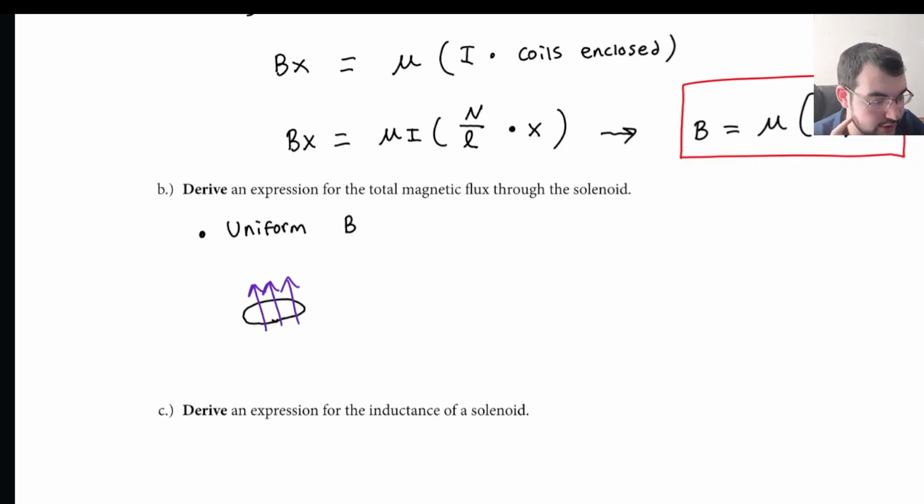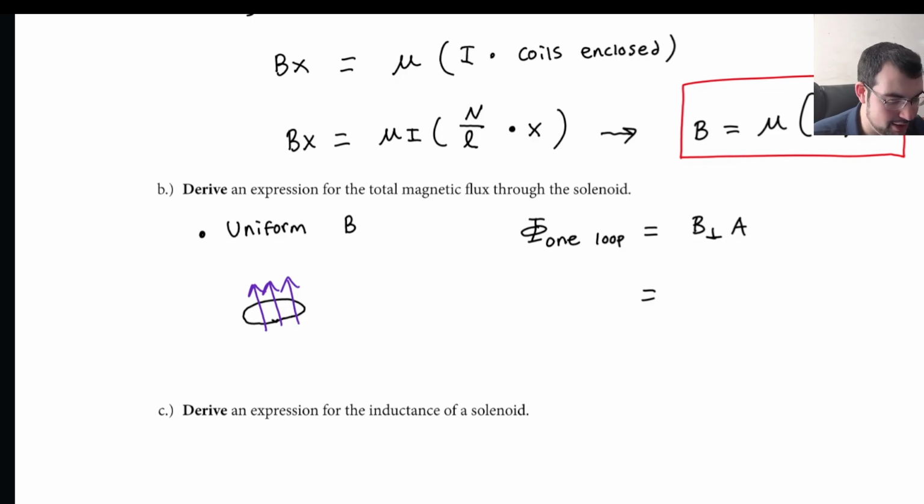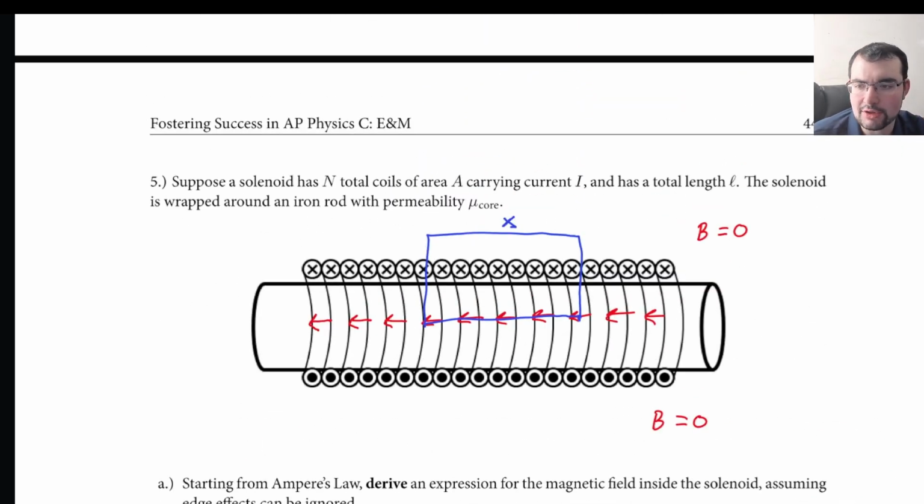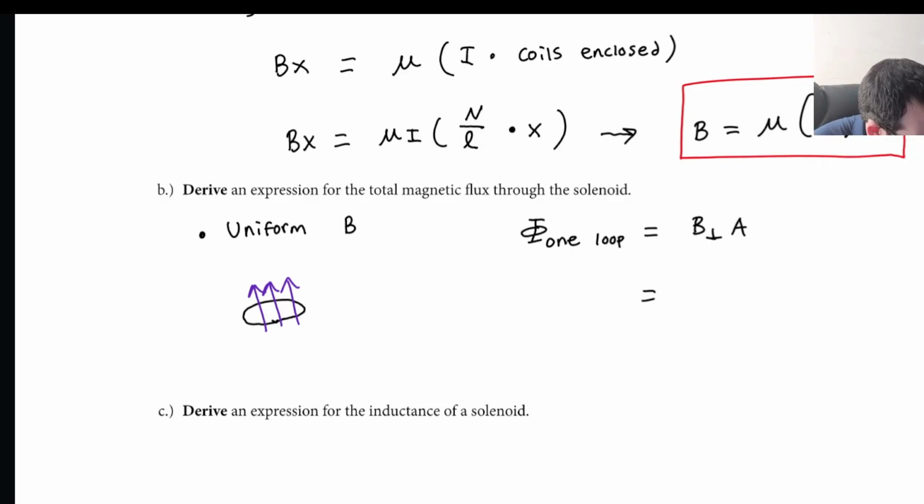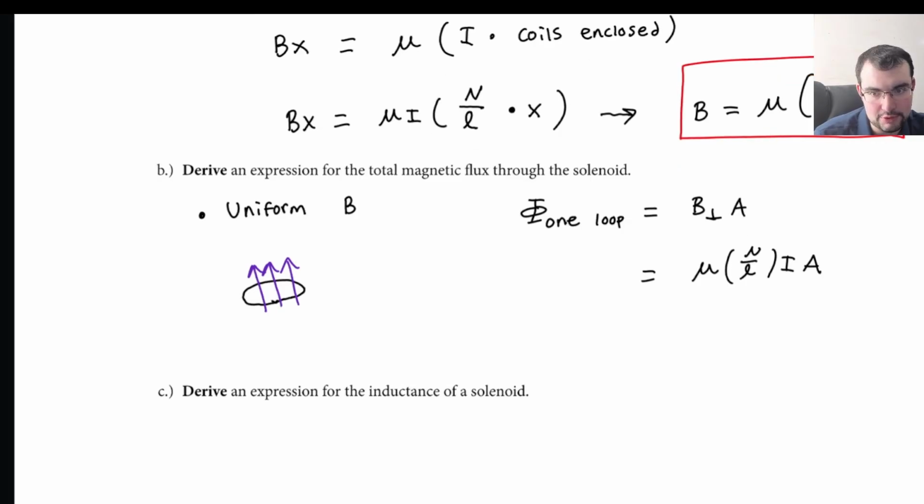So what that does for us is that allows us to say that flux through one loop is equal to B perp times A, and that's entirely perpendicular. And A was just the area given to us in the problem. There's no pi r squared or anything. We just call it A. So we just multiply our B field, mu naught n over L times I times A. And we're not actually done because we want the total flux. This is just the flux through one of the loops.